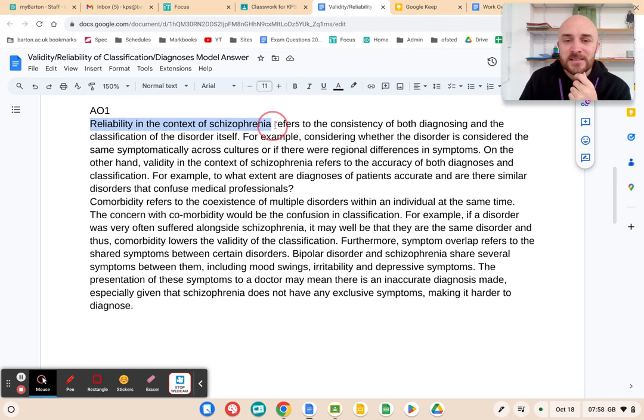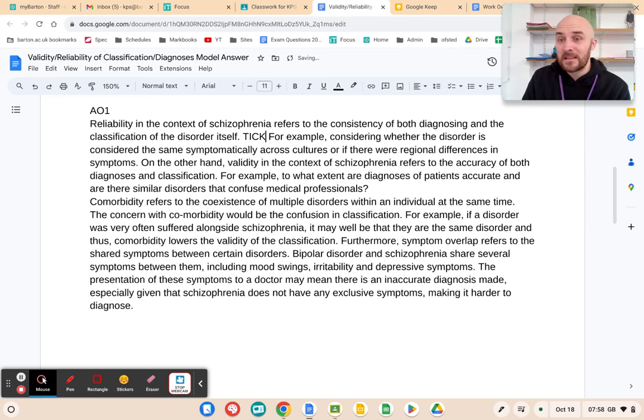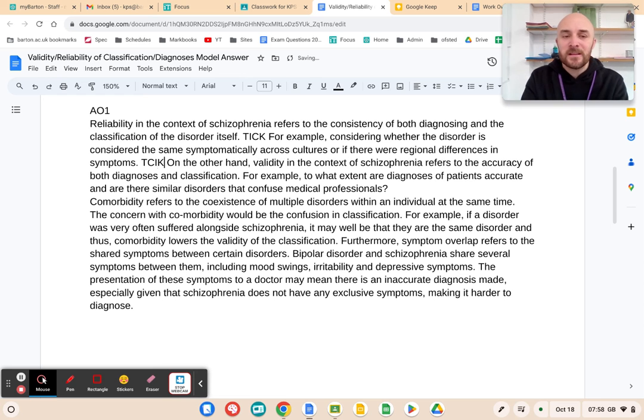Reliability in the context of schizophrenia refers to the consistency of both diagnosing and classifying the disorder itself. Now, I would say that's a tick there, personally. For example, considering whether the disorder is considered the same symptomatically across cultures or if there are regional differences in symptoms. And again, I'm just giving examples here. Again, I would say that's probably a tick.